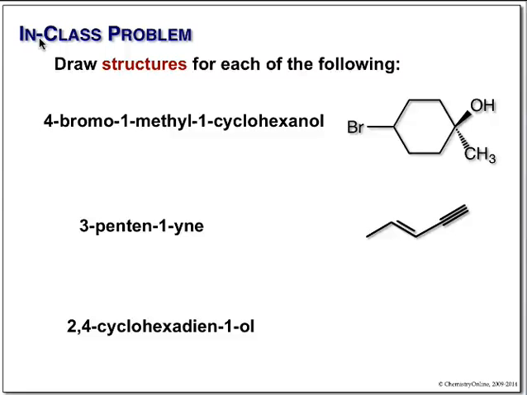Cyclohexadiene-1-ol. Remember, the hydroxyl group is going to be the highest priority, so that's going to be position 1 on the ring. We have a 6-membered ring with 2 double bonds, and relative to the hydroxyl group, they are at carbons 2 and 4. So we start off by drawing our 6-member ring, put the hydroxyl in, and then at carbons 2 and 4, we put in 2 double bonds. Nice simple set. Any questions?